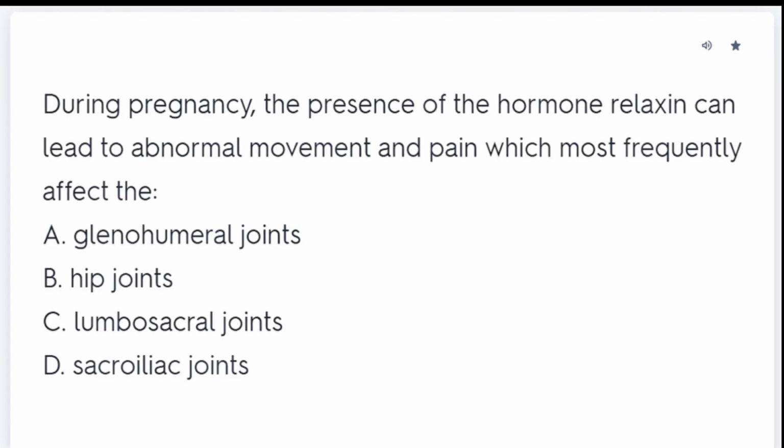During pregnancy, the presence of the hormone relaxin can lead to abnormal movement and pain, which most frequently affect the A. glenohumeral joints, B. hip joints, C. lumbosacral joints, D. sacroiliac joints.